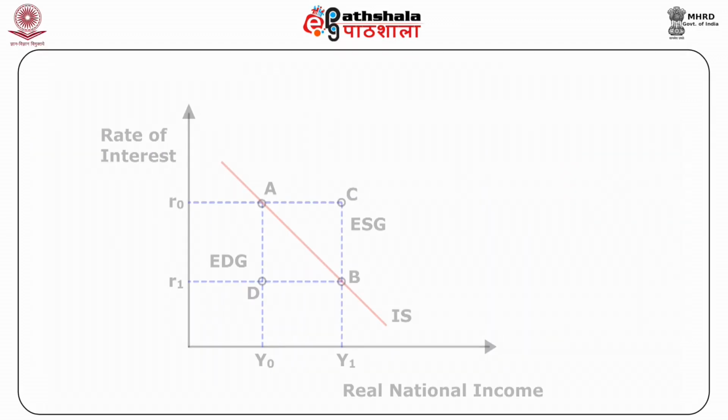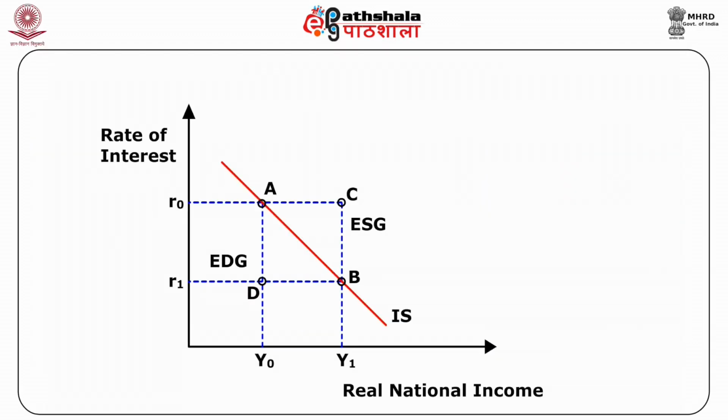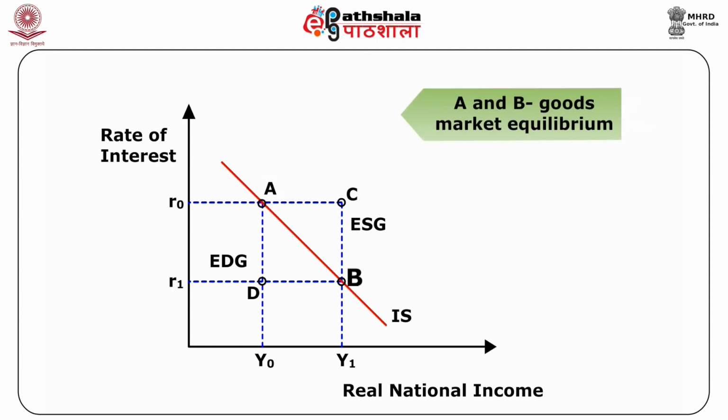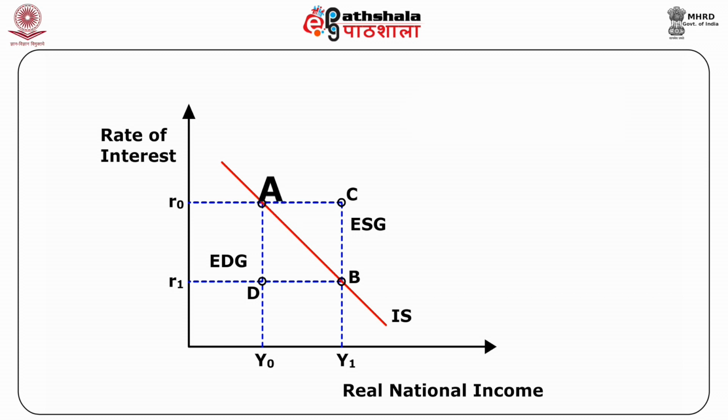In the figure, consider the points of the IS curve. Points A and B on the IS curve are the points of goods market equilibrium. If we compare point A to point D, at point A the level of income is the same as at point D, but the interest rate is lower.